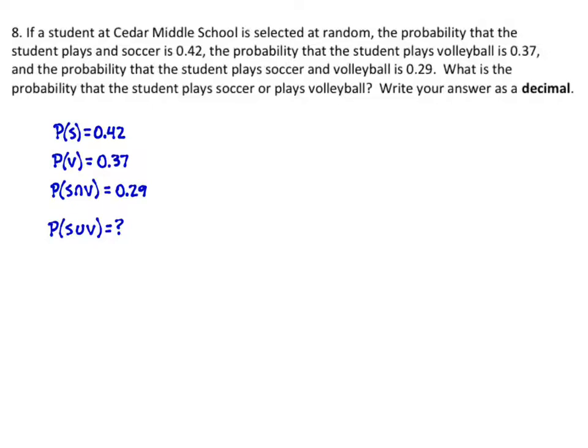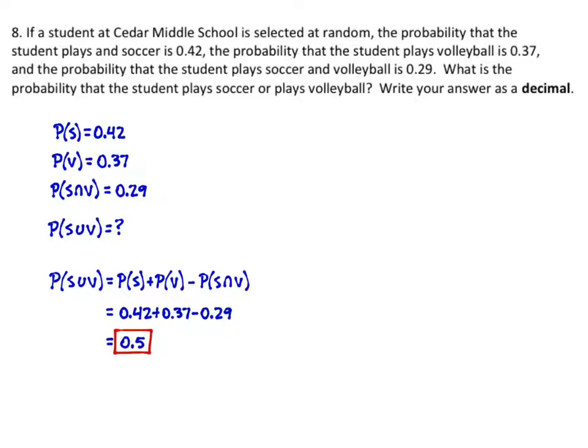So remember, we have an addition rule that puts all this together. We can say that the probability of the union is equal to the probability of each singular event minus the probability of the intersection. I got a little typo here. Let me fix this real fast. So it should be minus there. Now we can just plug in our values and simplify. So we would end up with 0.42 plus 0.37 minus 0.29, and then that simplifies to 0.5. Now, that is the addition rule.